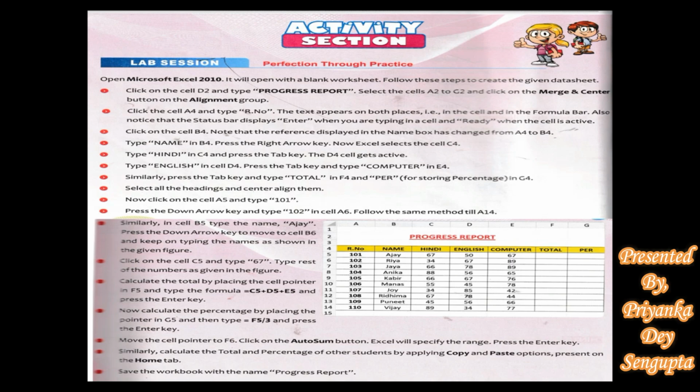So we have to input the roll number of 10 students, name of 10 students, marks of Hindi, English and computer, and then we have to calculate the total and percentage based on the marks of those three subjects for every student. The total and percentage will be calculated using some formula. Now see, there are certain formattings applied to the Excel sheet. We have to apply those formatting as well. So let us see the steps that are to be followed to prepare the given worksheet.